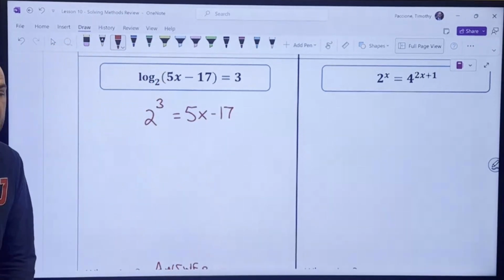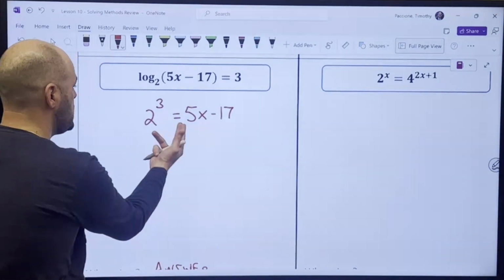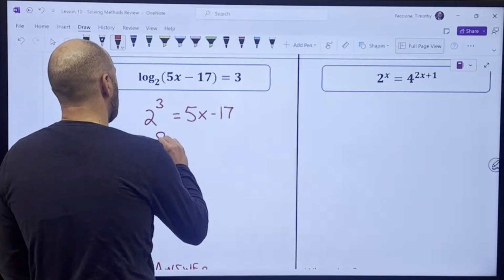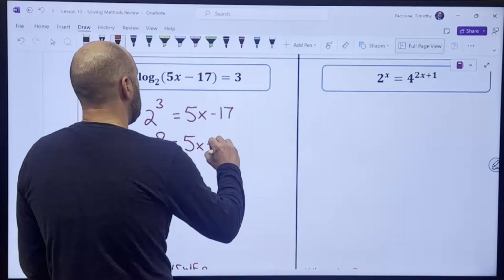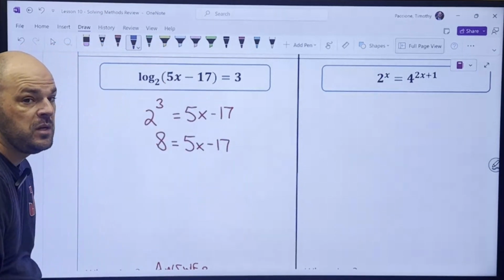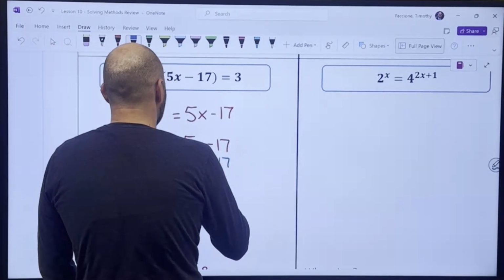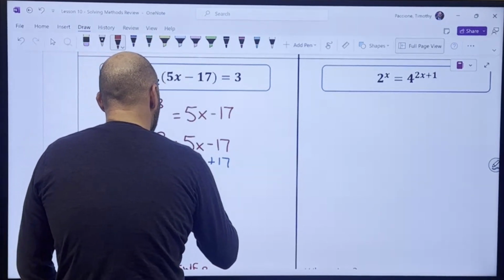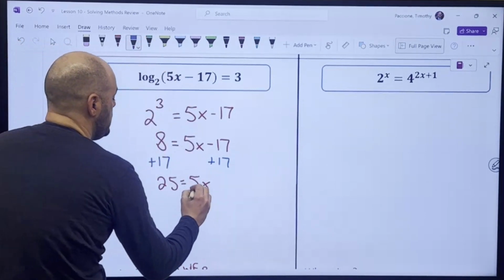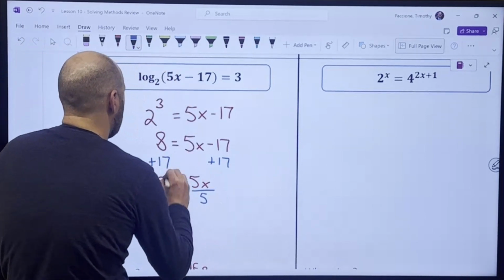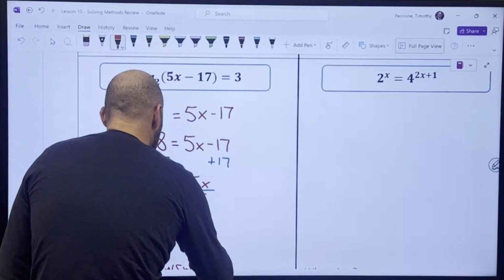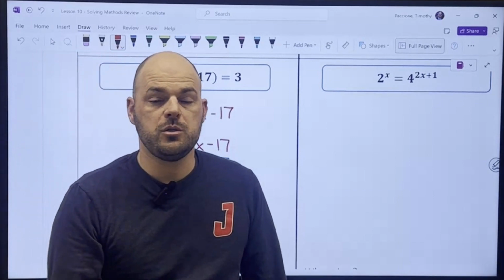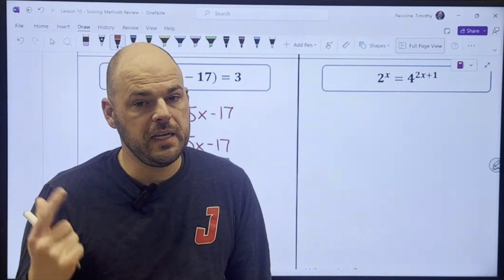Now I look at what I got, and I can solve this equation, because I can just solve for x. 2 to the third, I can find that out. Turns out that is 8. 8 equals 5x minus 17. Just a two-step equation here, right? So I'm going to add 17 to both sides. I get 25 equals 5x. Then I would divide by 5, and I get x equals 5. And there's your answer. So those are your two scenarios where you just go right to rewriting in exponential form and you solve from there.